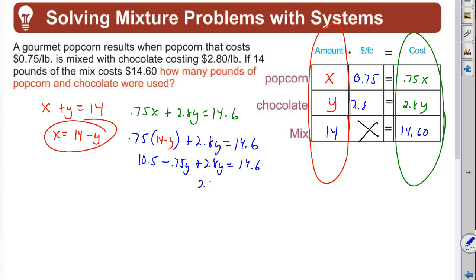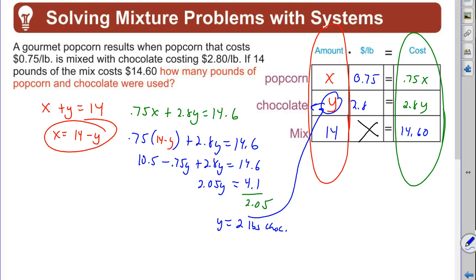All right, so we end up with 2.05y when we add up our like terms. And when I add a negative 10.5 to both sides, I get a 4.1. All right, divide both sides by 2.05. So I've got 4.1 divided by 2.05, and I get y equals 2. Now, what is y? And what is this 2? Well, again, I just go to my chart. Y is the amount of chocolate. Okay, 2 pounds of chocolate.